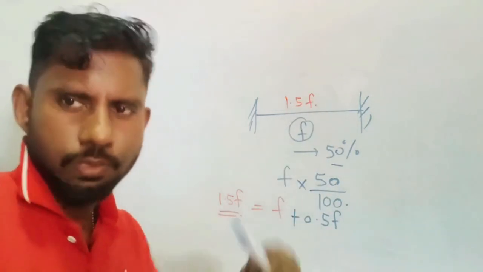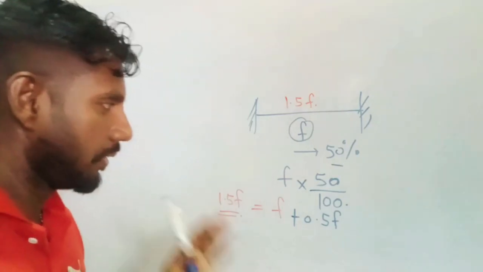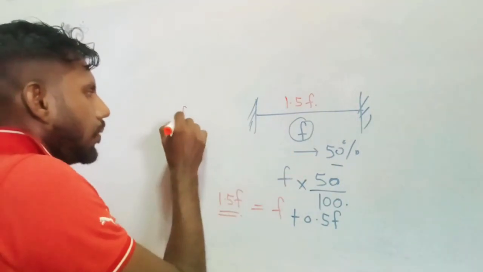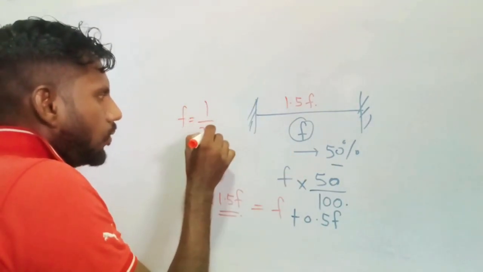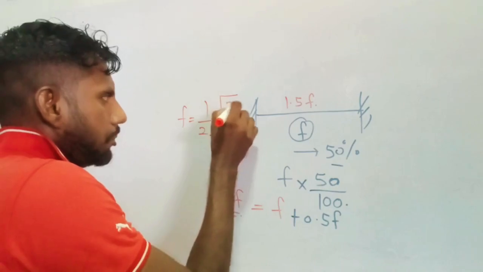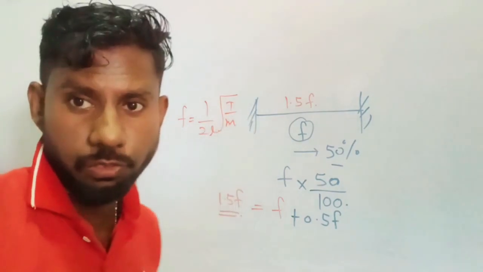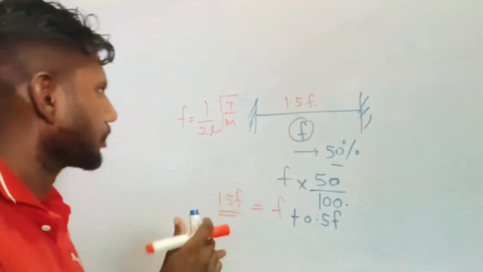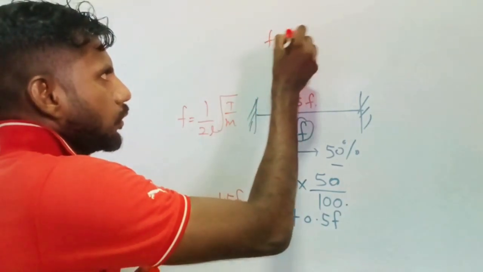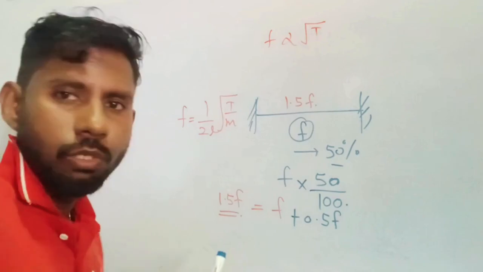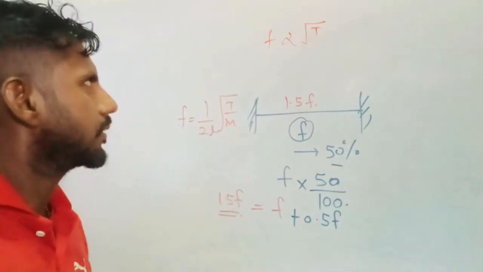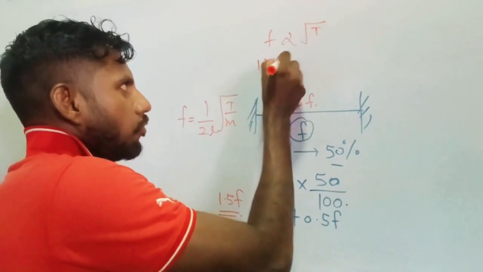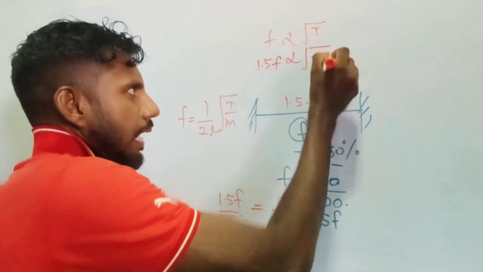Now we need physics. What's the physics equation for frequency? F equals the fundamental frequency, 1 over 2L root T over M. You should know this equation for sure. If you do not know this equation, you cannot do this question. That is physics anyway. So F is proportional to root T. Initially F is proportional to root T. Now we have 1.5 F proportional to root T dash.